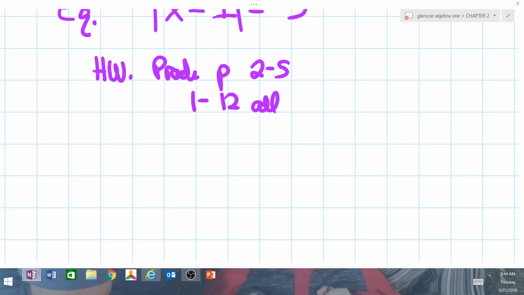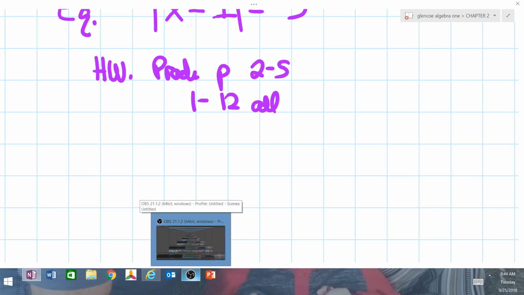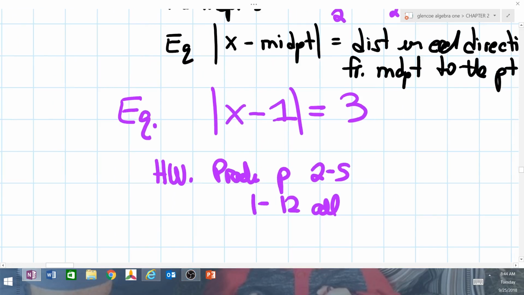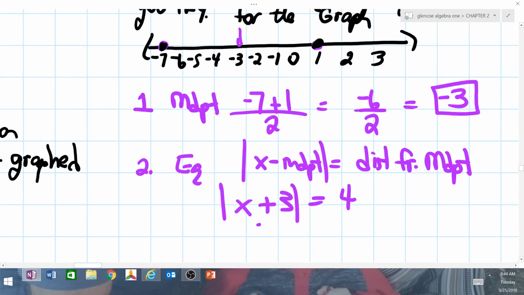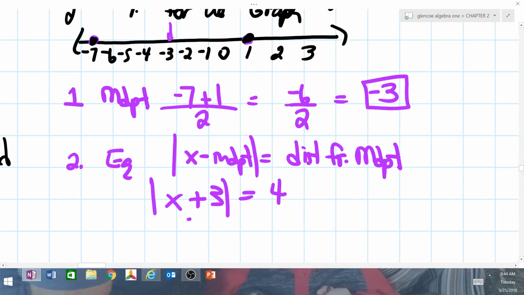So when you had equations for x and value, how come it was negative the first time, but the second time it was positive? Because it was minus a negative 3. Because the midpoint was negative 3. So the absolute value of x minus a negative 3 became the absolute value of x plus 3. You're welcome.